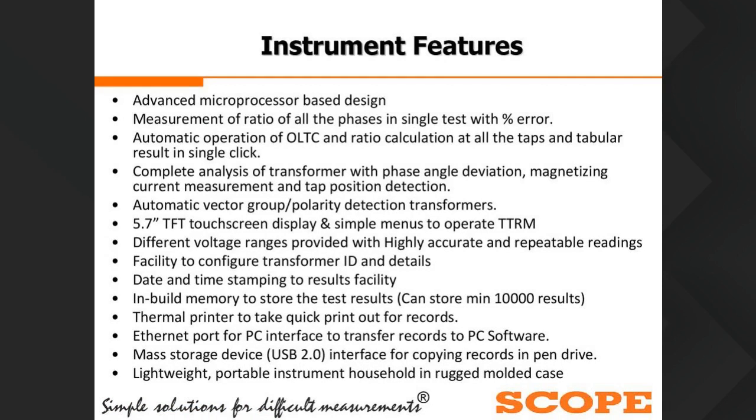What are the main features we have in our instrument? Basically the instrument has an advanced microprocessor based design. Measurement of the ratio of all the phases in a single test or single click, with percentage error, is possible. Automatic operation of OLTC and ratio calculation at all the taps, with tabular results in a single click, is provided. Also phase angle deviation, magnetizing current and tap position detection are provided. Then automatic vector group for 3-phase and polarity testing of single phase transformers is possible.